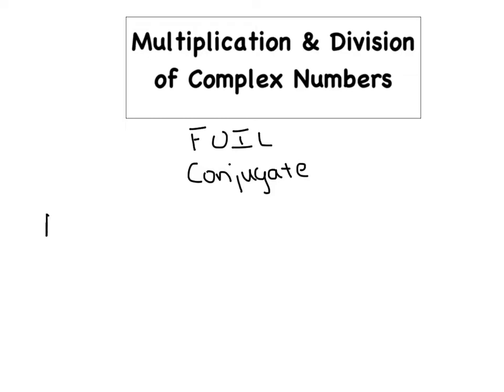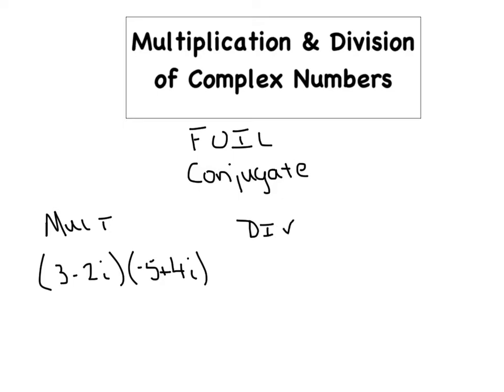So as far as the multiplication, what might this look like? Well, they might throw a complex number like 3 minus 2i at us, and we're supposed to multiply by negative 5 plus 4i perhaps. That's one example of multiplication. You'll notice that foiling is going to play a major part. And as far as dividing goes, they might throw 3 minus 2i and have us divide by negative 5 plus 4i, and then that's where the conjugate's going to kick in. So that's kind of an overview of where we're going tonight.